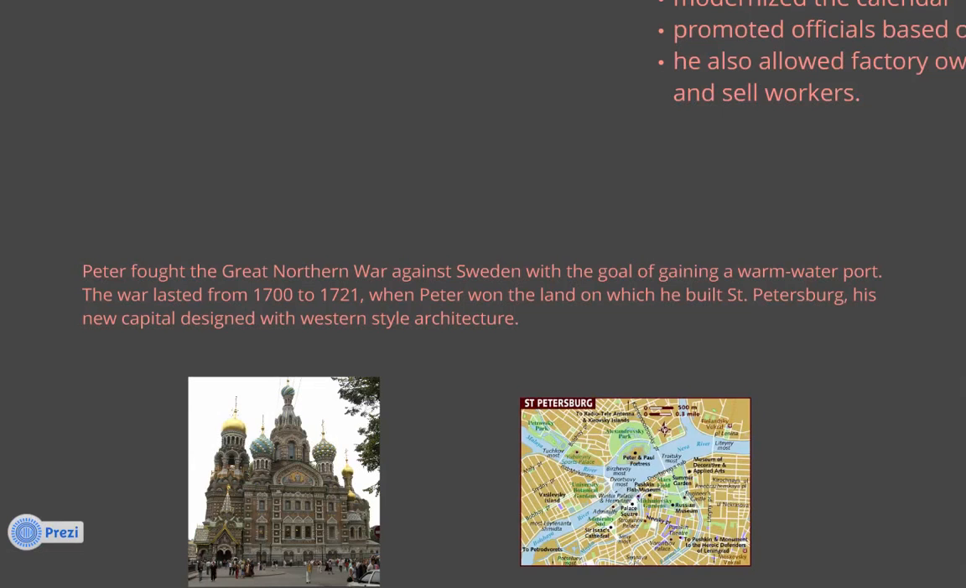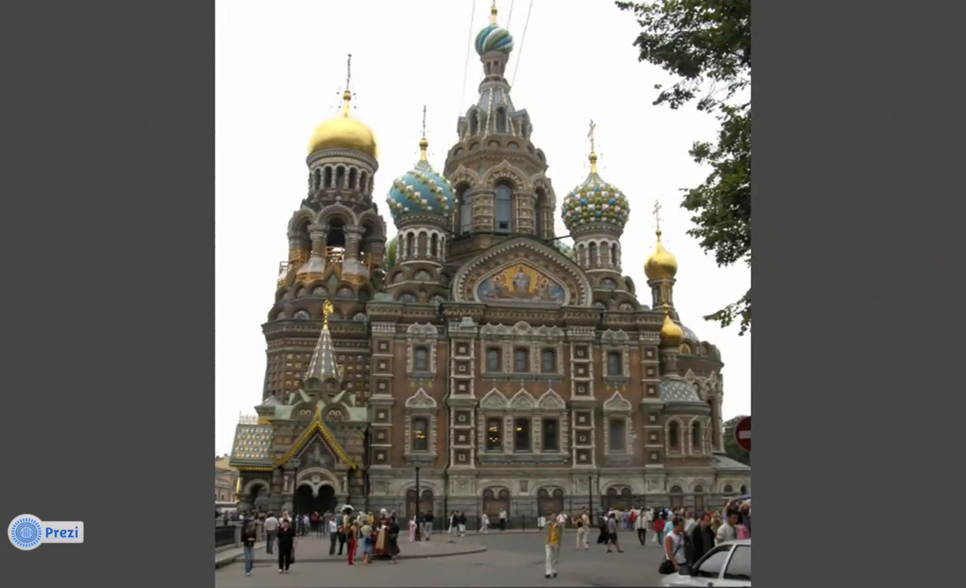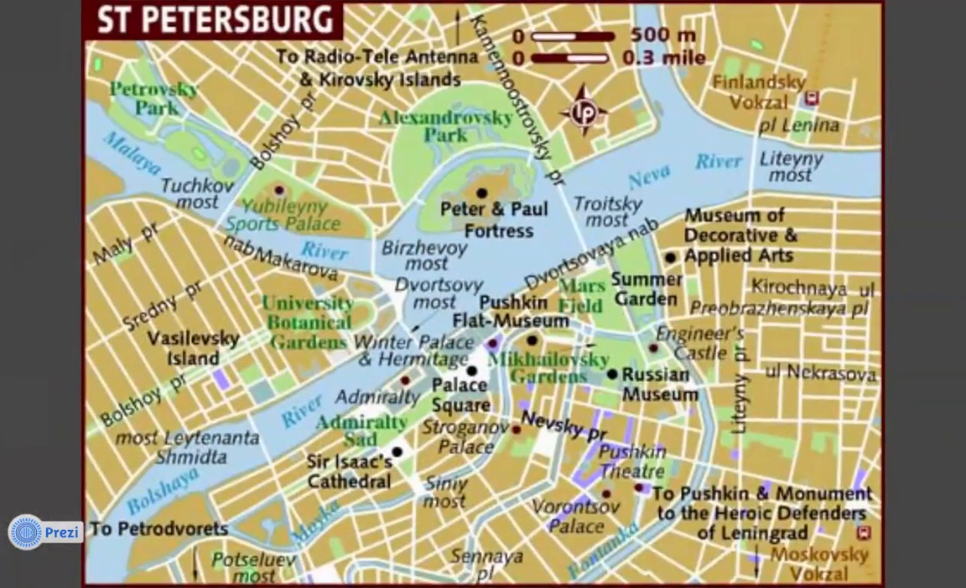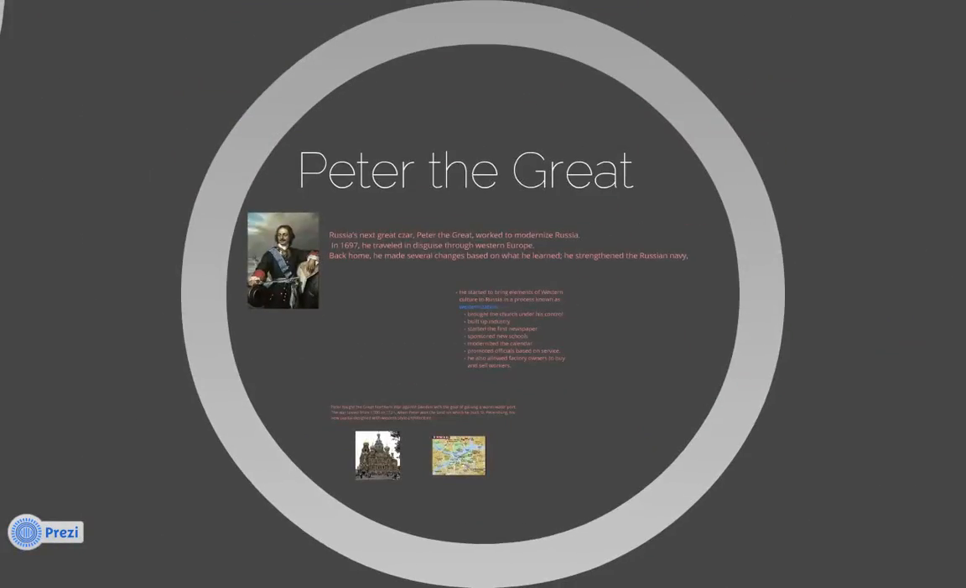Peter is going to win some of the land that he fights for with Sweden, and then he's going to build St. Petersburg, okay? This is going to be the new capital for Russia, and he's going to design it with Western-style architecture. Remember that he toured Western Europe and saw the architecture in England and all those other countries, and he's going to model his architecture in Russia to look similar. If you look right here, you can see a layout of St. Petersburg. All right, that's Peter the Great.